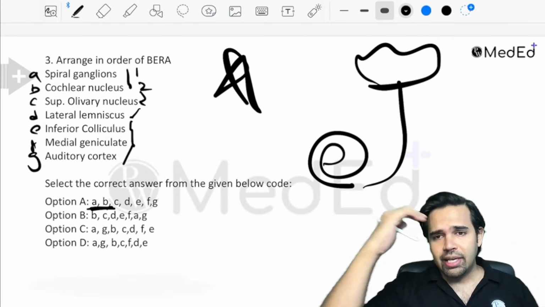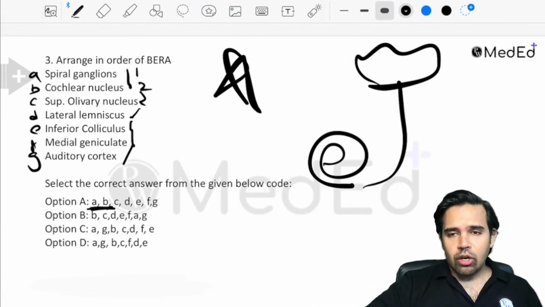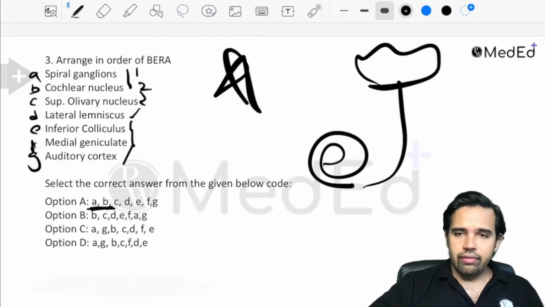and auditory cortex. How do we remember this? There is a logical way to learn it and there is an illogical way to learn it.